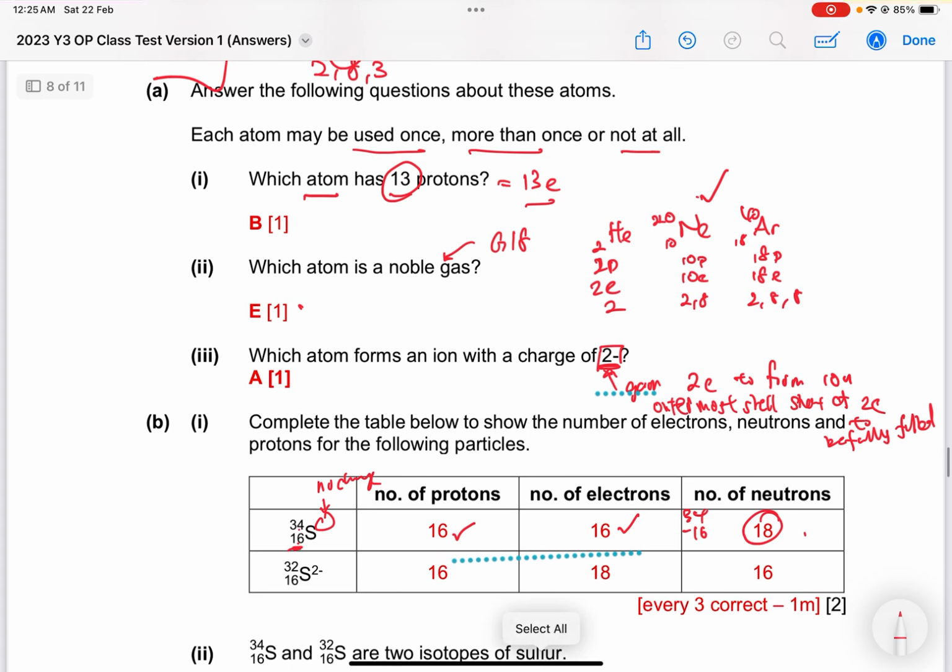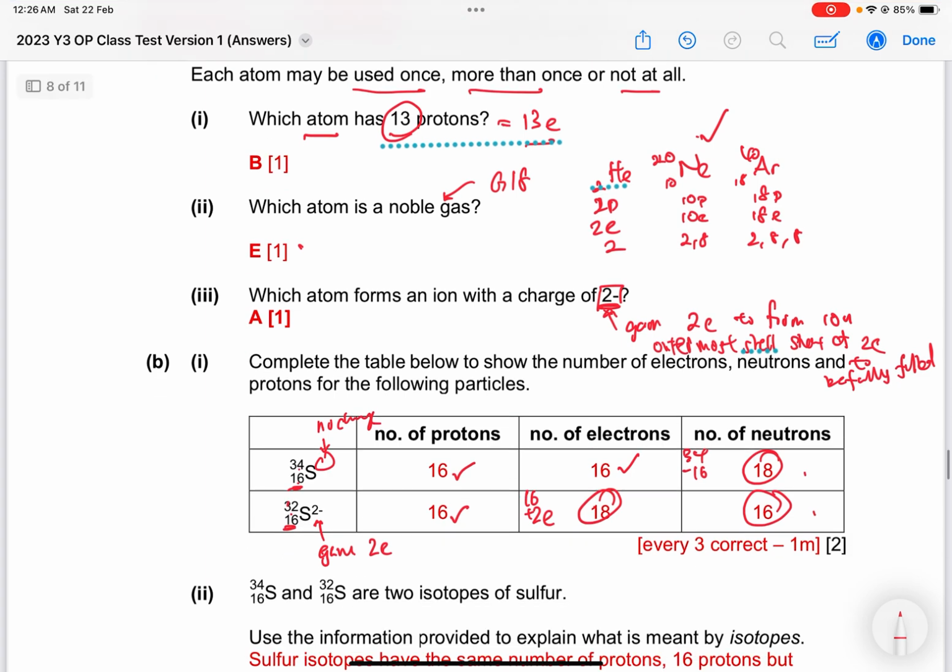Now, take note this S 2 minus. So 16 here tells you the number of protons. 2 minus means that it has gained 2 electrons. So this one here is 16 plus 2 electrons. So therefore it's 18. Neutron is just the top number minus the bottom number, nucleon number minus the proton number. Answer will be 16 here. Okay, so take note, every 3 correct will be 1 mark.